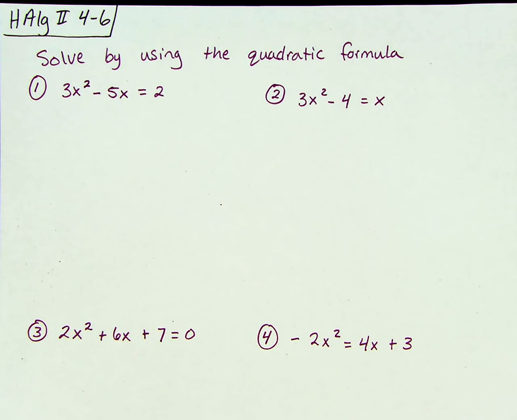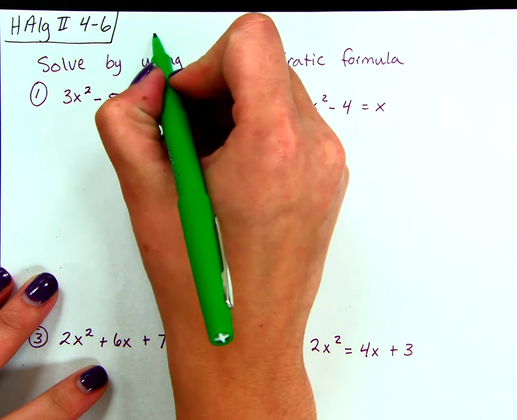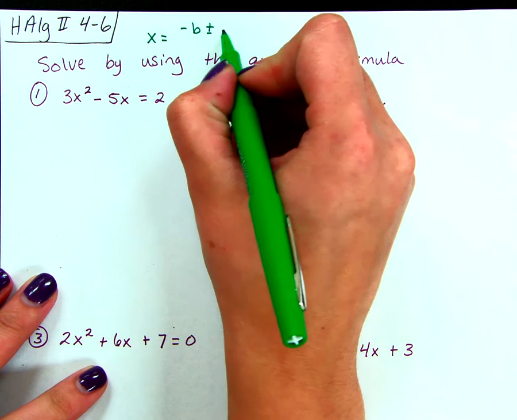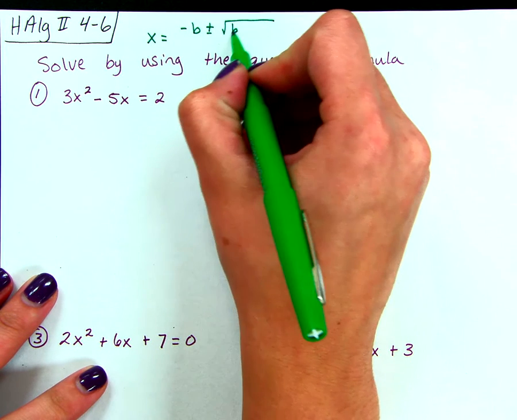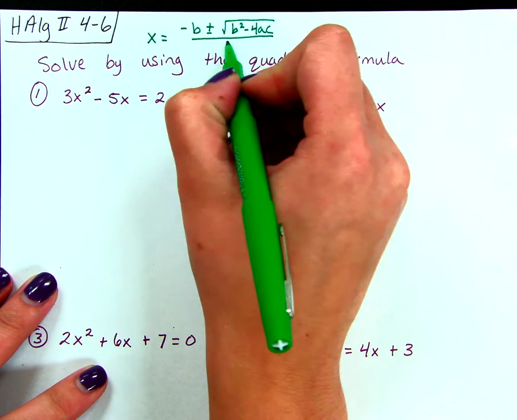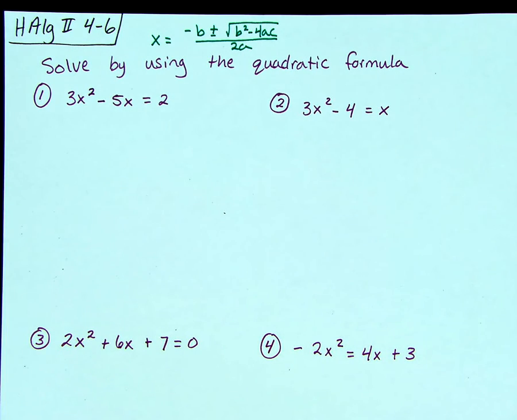All right, so for these problems, we are going to be solving using the quadratic formula. So I'm just going to rewrite that at the top of my paper. So again, our quadratic formula is x equals the opposite of b plus minus square root of b squared minus 4 times a times c all over 2 times a. So again, the a, b, and c is referring to the standard formula for a quadratic equation.